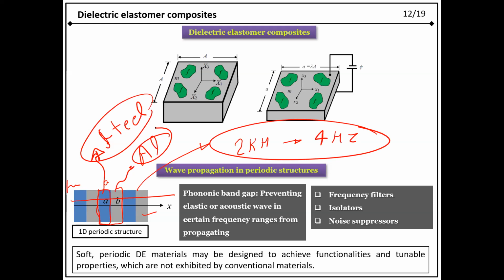Okay, so these steels and aluminums are hard materials, so that will have a fixed range, which will be 2 kilohertz to 4 kilohertz. But instead of this, if we replace these materials by a dielectric elastomer, for example, this is made up of, let's say, silicon rubber, and this is some other rubber, or silicon rubber with different material properties.